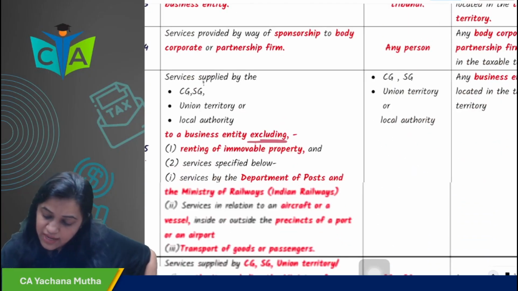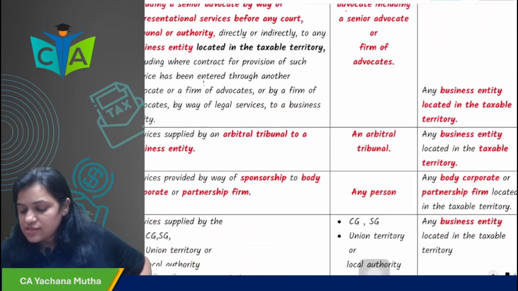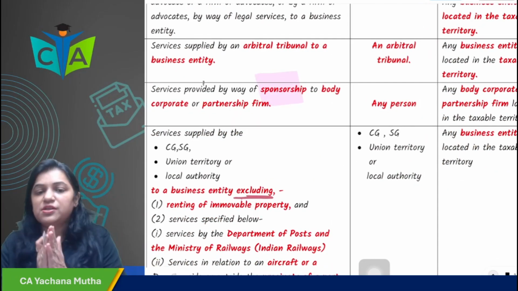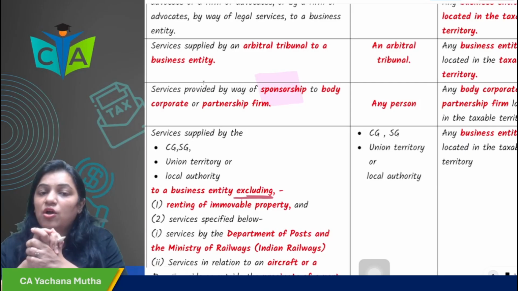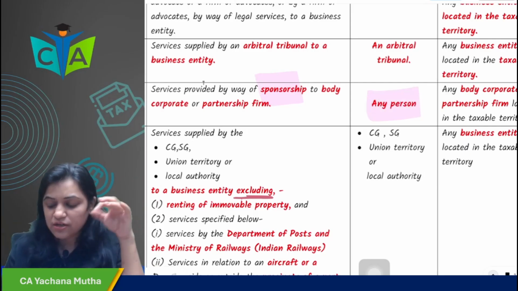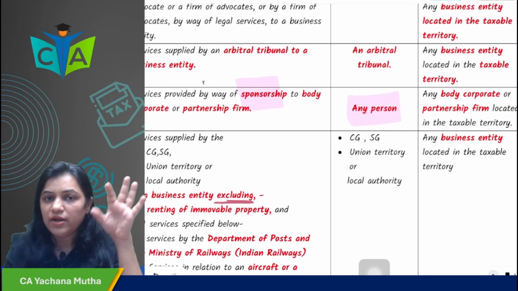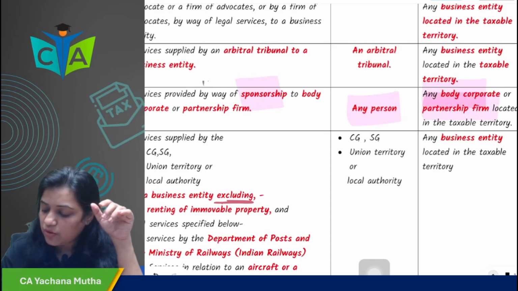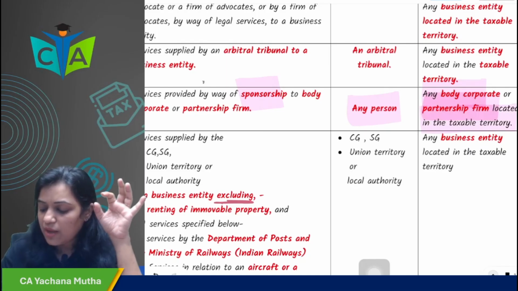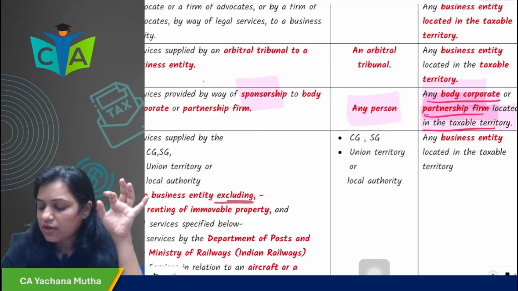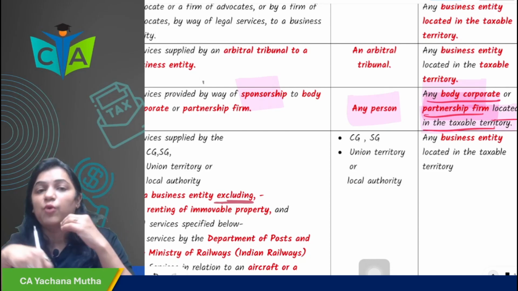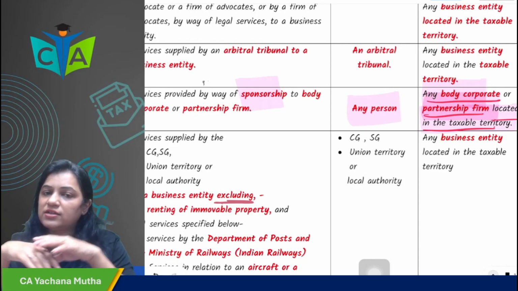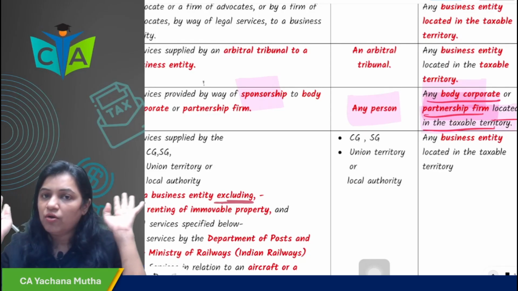Now, next. Who is the supplier of service? What service are we talking about? Sponsorship. Next is sponsorship service. Who is providing? Any person can provide. To whom are they providing? To any body corporate or partnership firm located in the taxable territory. In that case, the body corporate or partnership firm located in the taxable territory is required to pay tax under RCM. Only a body corporate or partnership firm.